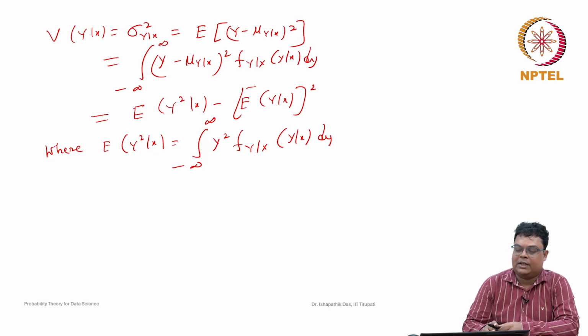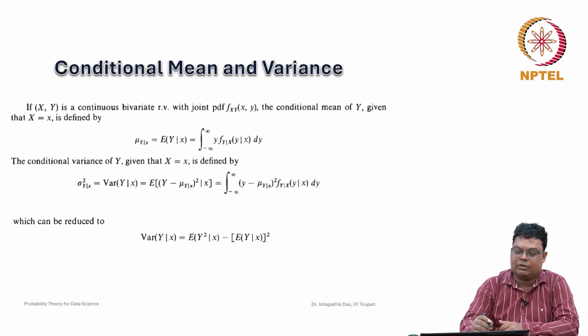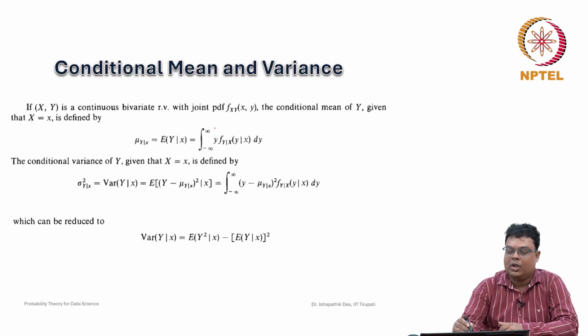This is given here in this slide. You can see that (x, y) is a continuous bivariate random variable with joint probability density function f of x y. The conditional mean of y given x equal to x is defined by mu of y given x, the expected value of y given x, the integral from minus infinity to plus infinity of y f of y given x dy, that we discussed. The conditional variance is defined by this, and it is also represented as the expected value of y square given x minus the expected value of y given x whole square.